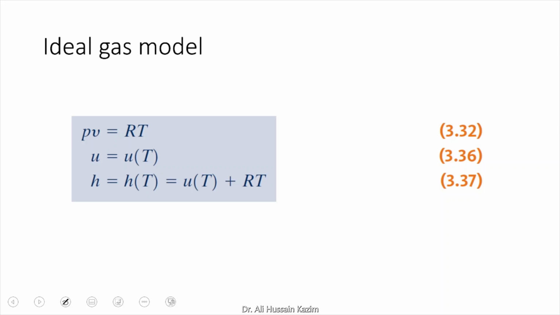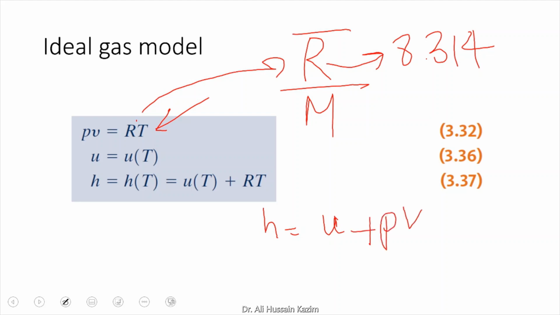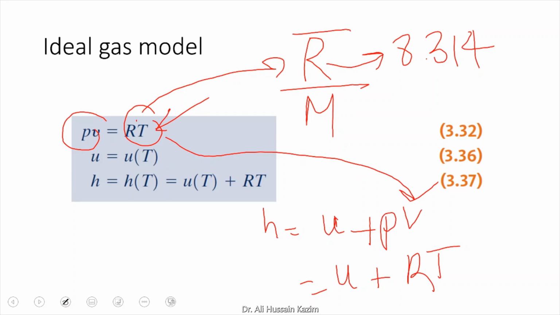Now the ideal gas model. Pv equals RT is one of the equations for an ideal gas model. This equation you are already familiar with. This R is basically R bar divided by molar mass, where R bar is 8.314 kilojoule per kilomole Kelvin. The internal energy is a function of temperature, and the enthalpy is u plus Pv. But for an ideal gas, we know that Pv equals RT. So instead we have, for an ideal gas, u plus RT. So u is a function of temperature and RT has temperature inside it as well.